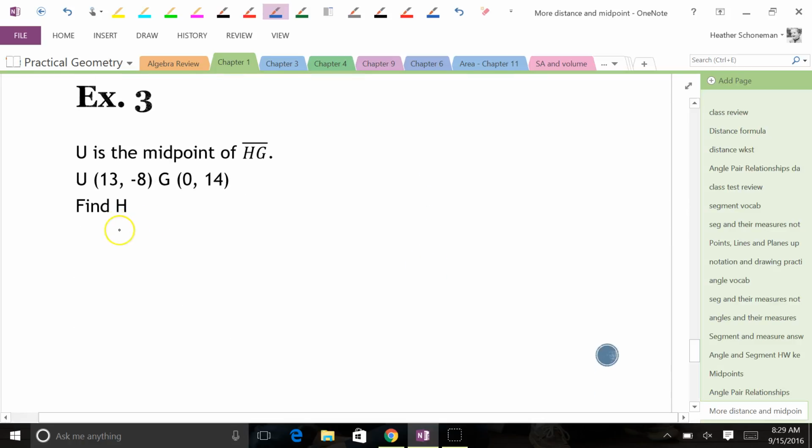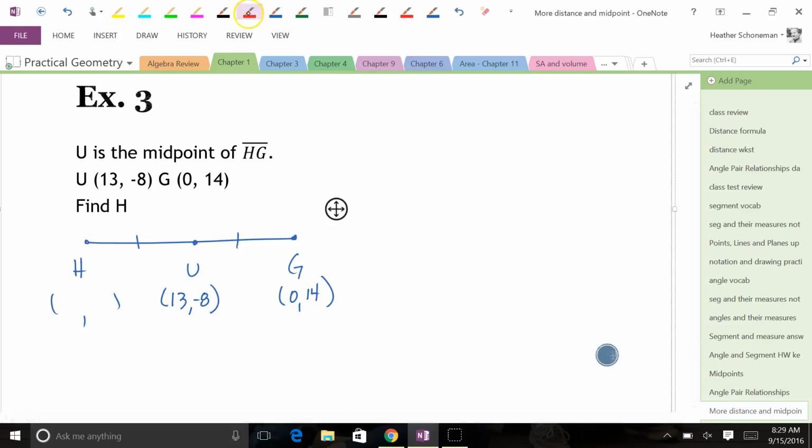U is the midpoint of HG. So here is H, here is G, U is the midpoint. Put your dashes on it. U is (13, -8). G is (0, 14). And we want to find H. So on this one, are we finding a midpoint or an endpoint? An endpoint, so we can't use the formula. So we have to figure out the spacing.